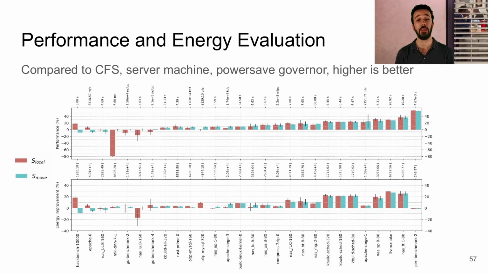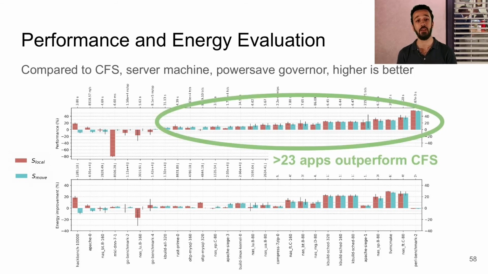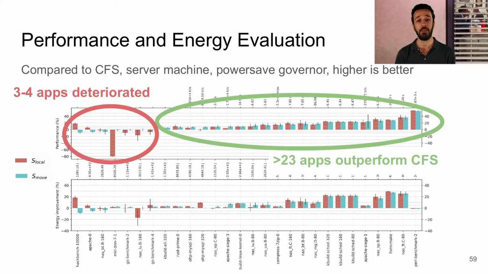Overall, we see more applications that benefit from our strategies in terms of performance than applications that are deteriorated. S-local and S-move have respectively 27 and 23 applications that outperform CFS. We also see up to 58 and 56% improvement for applications that heavily feature the fork-wait pattern like the Perl benchmark. On the other side of this bar plot, on the left, we see that only 4 and 3 applications are deteriorated by more than 5% with S-local and S-move respectively.